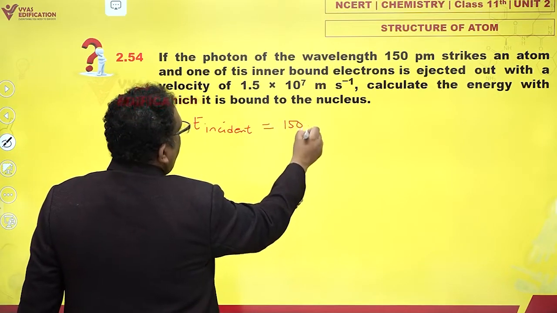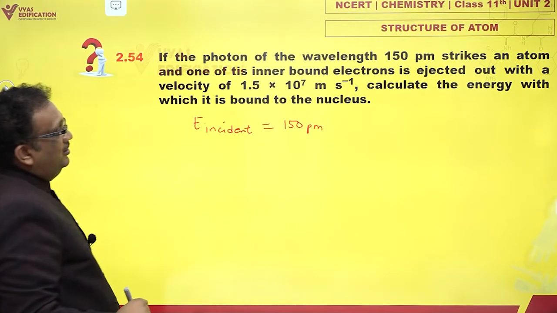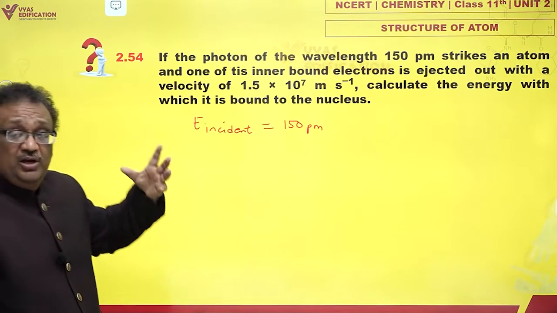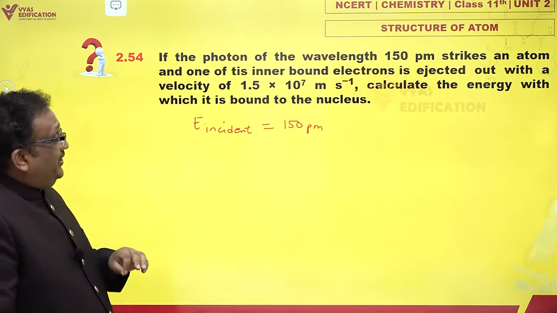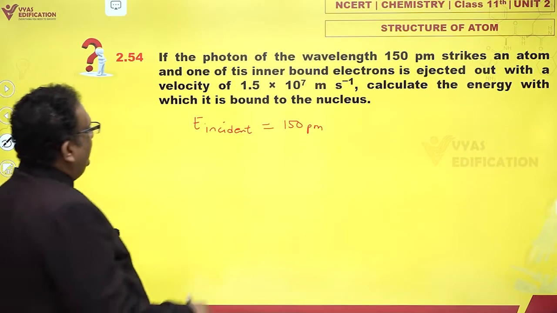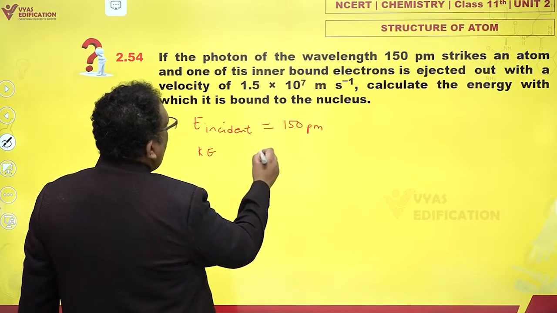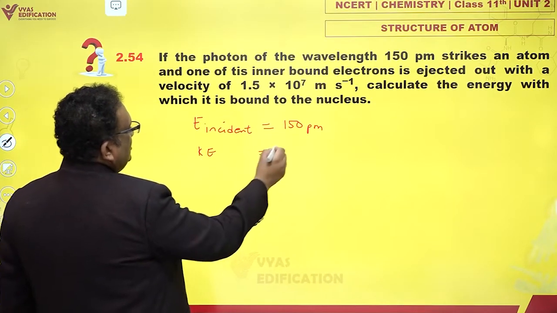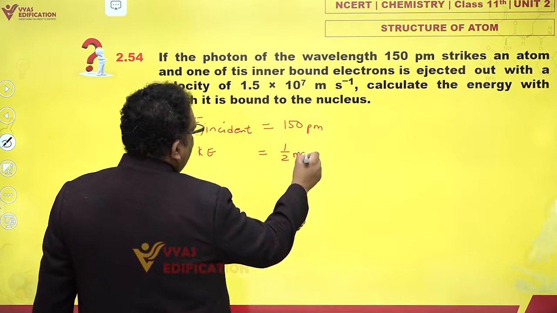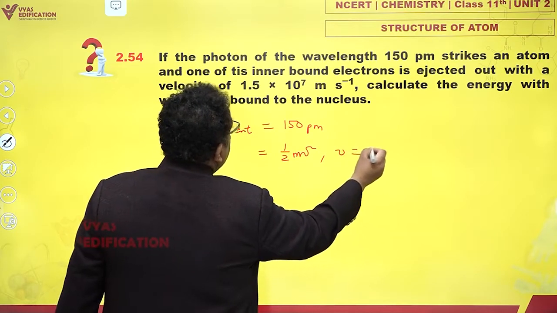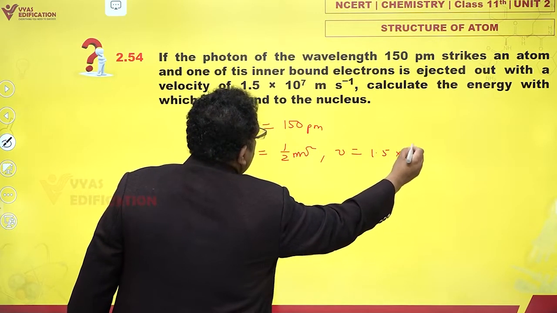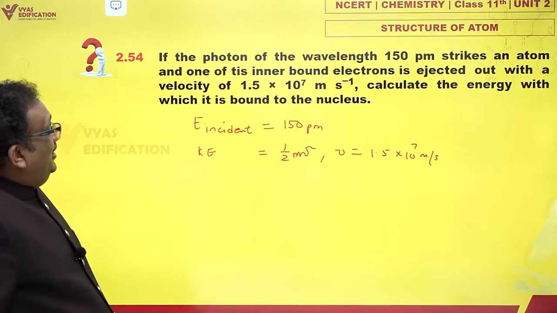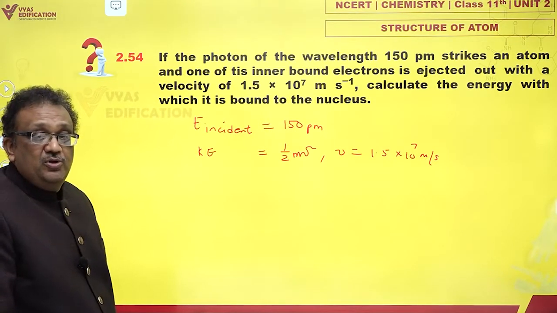I have the energy of incident radiation, wavelength 150 picometer, right? And it is striking not a crystal but just an atom, fine. And the kinetic energy of the ejected photoelectron is not given, it's the velocity. This is half mv square, and v is 1.5 into 10 raised to 7 meters per second, very, very high. Calculate the energy with which it is bound to the nucleus.